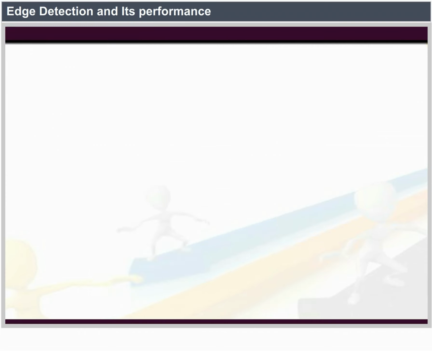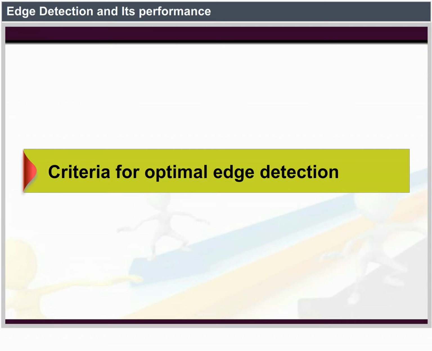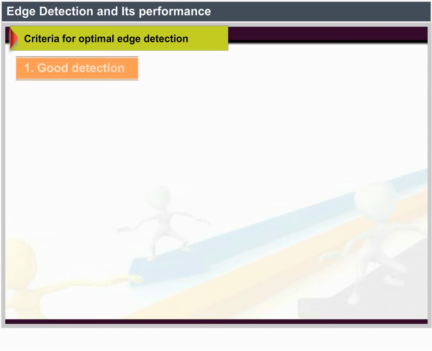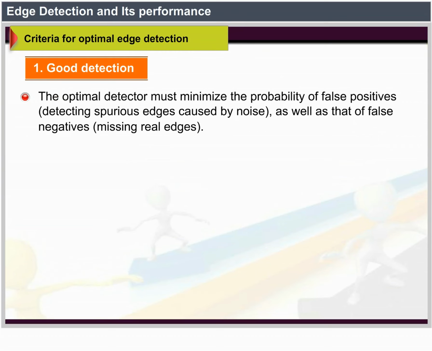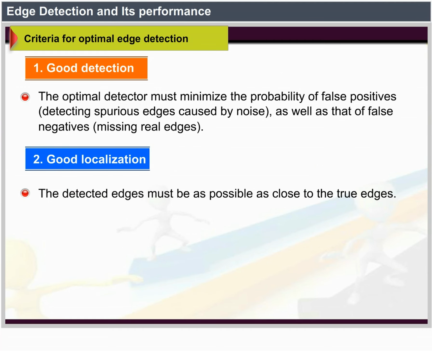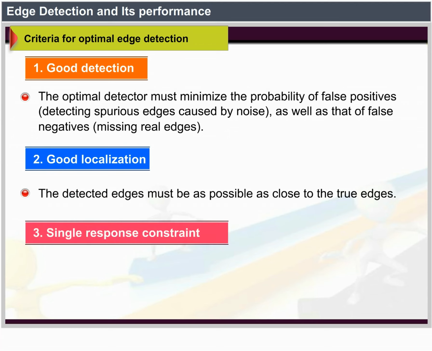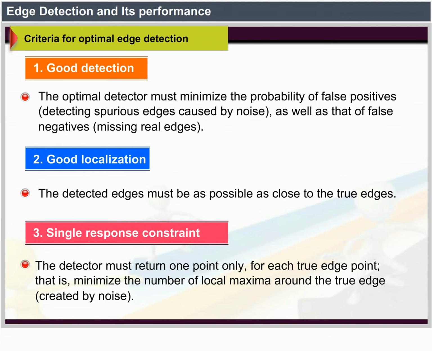Criteria for optimal edge detection. 1. Good detection. The optimal detector must minimize the probability of false positives, detecting spurious edges caused by noise, as well as that of false negatives, missing real edges. 2. Good localization. The edges detected must be as close as possible to the true edges. 3. Single response constraint. The detector must return one point only for each true edge point, that is, minimize the number of local maxima around the true edge created by noise.